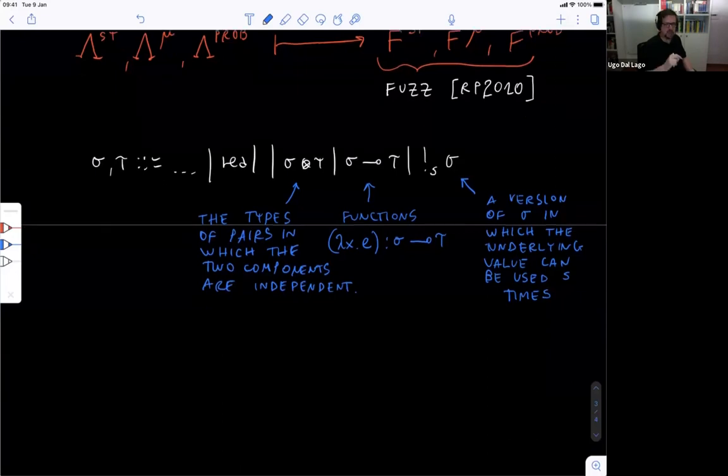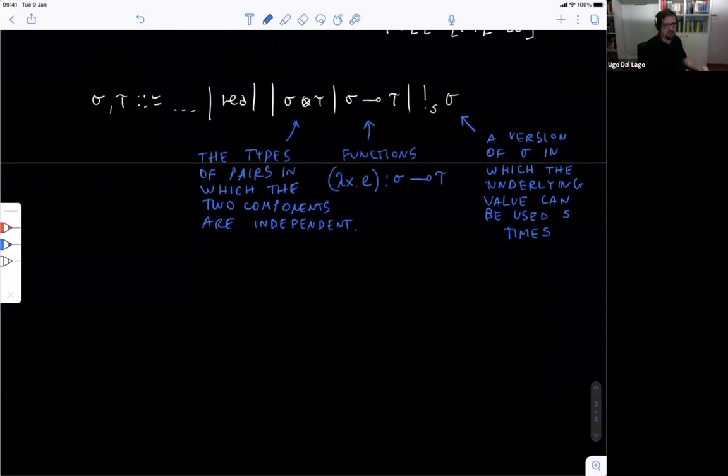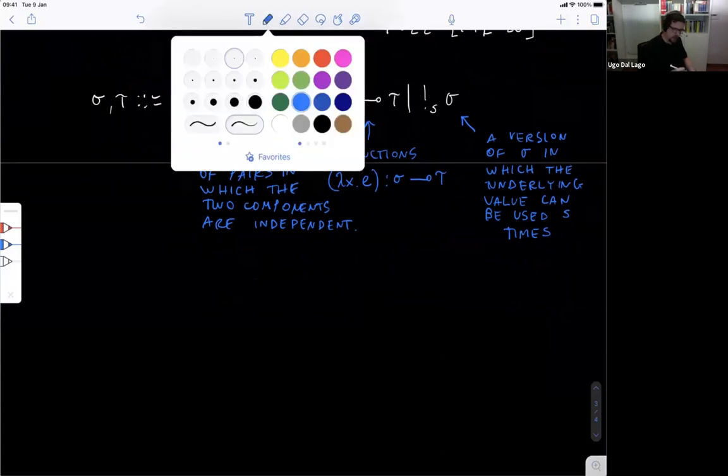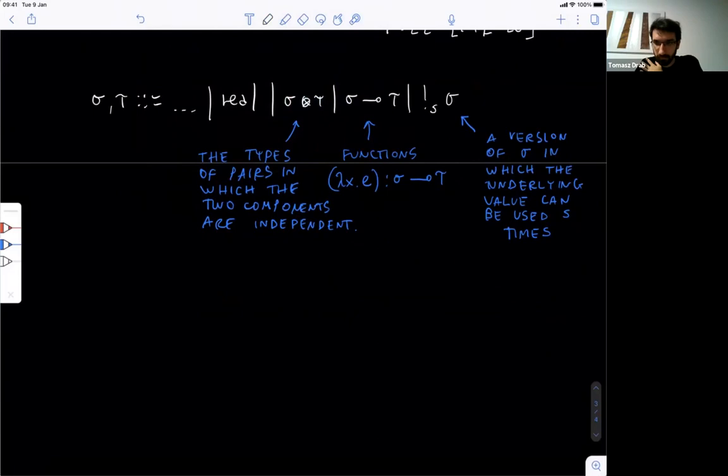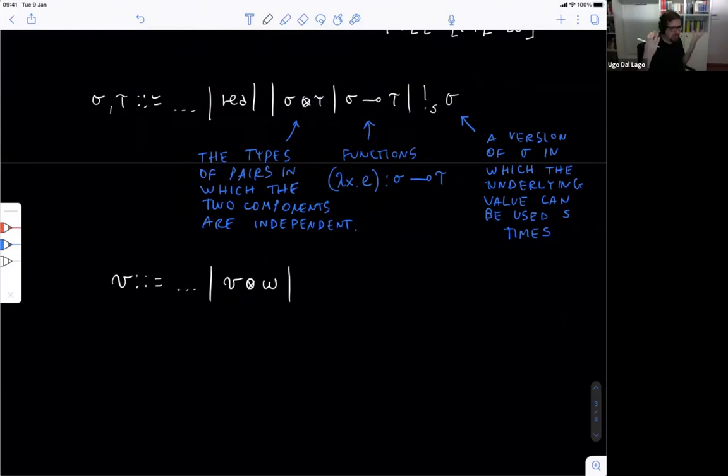Okay, so these are the most important aspects of the calculus, because if you understand what I've just said, at the level of values, nothing so deep happens. You have the usual values plus these tensor pairs, which are syntactically different than the usual pairs, and then you can mark any value to be duplicable. And when you mark any value to be duplicable, you do so without mentioning the sensitivity. This comes only at the level of types.